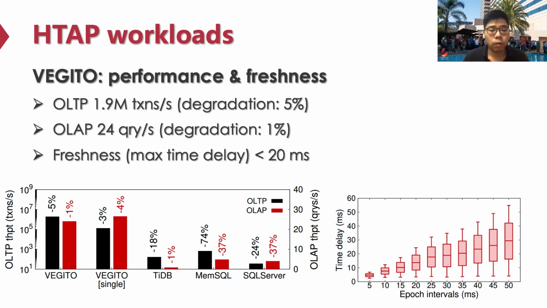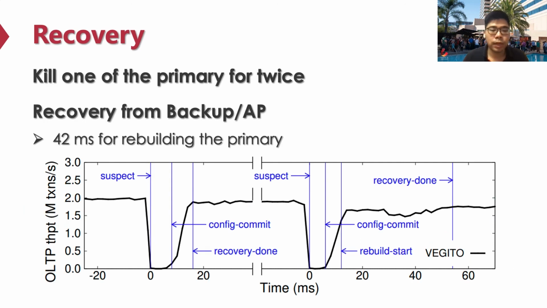For HTAP workloads, Vegito can achieve both good performance and short freshness. It can execute 1.9 million transactions and 24 queries per second simultaneously, with freshness less than 20 milliseconds under our configuration. In the fault-tolerance experiment, we kill one of the primaries twice. It uses about 42 milliseconds to rebuild the primary from backup AP.